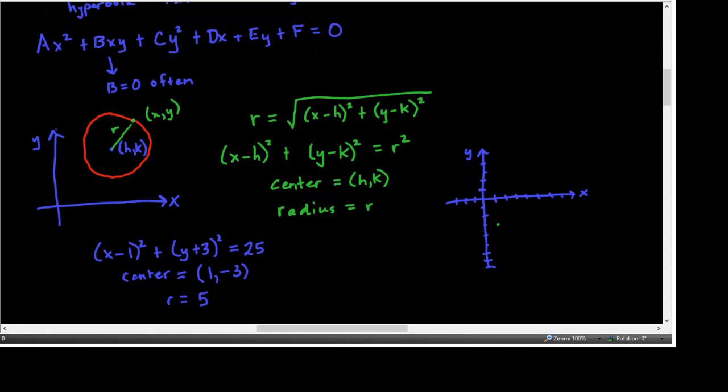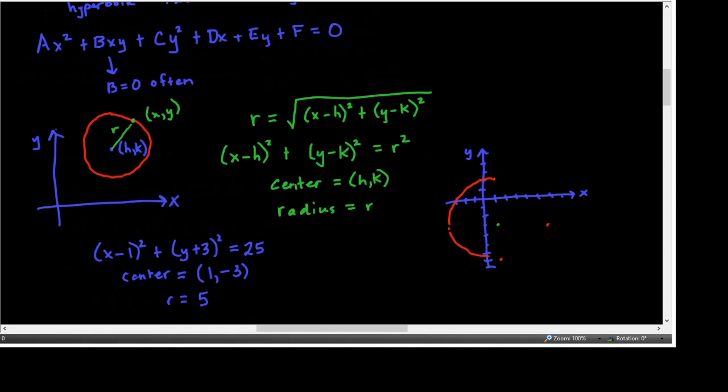So I'm going to go up 1, 2, 3, 4, 5. To the right, 1, 2, 3, 4, 5. To the left, 1, 2, 3, 4, 5. And down, 1, 2, 3, 4, 5. And then do your best to draw a circle. Keep in mind, circles are not straight things, so don't make anything that looks straight in between these points. It should look like a curve.